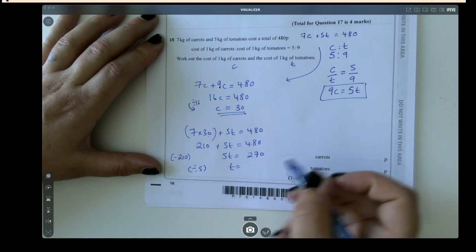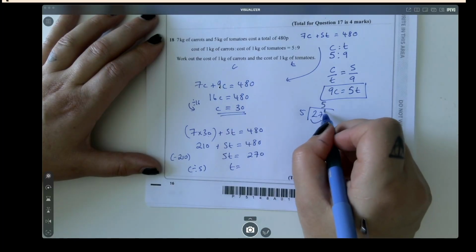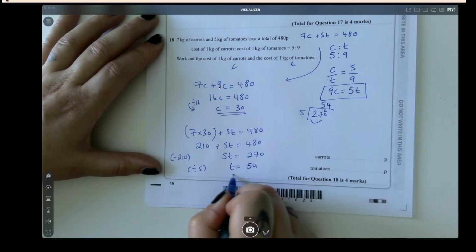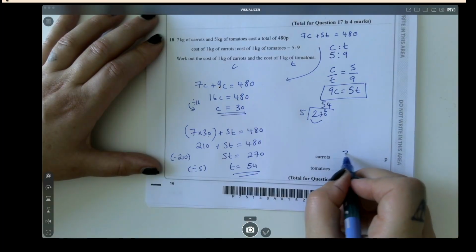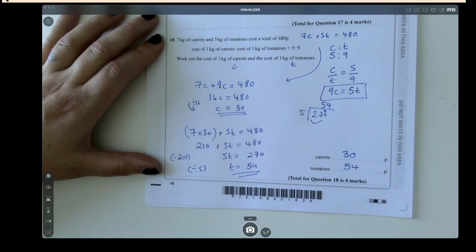So T is 270 divided by 5. So that's 5, remainder 2. That's 54. So 1 kilogram of carrots is 30 pence. 1 kilogram of tomatoes is 54 pence.